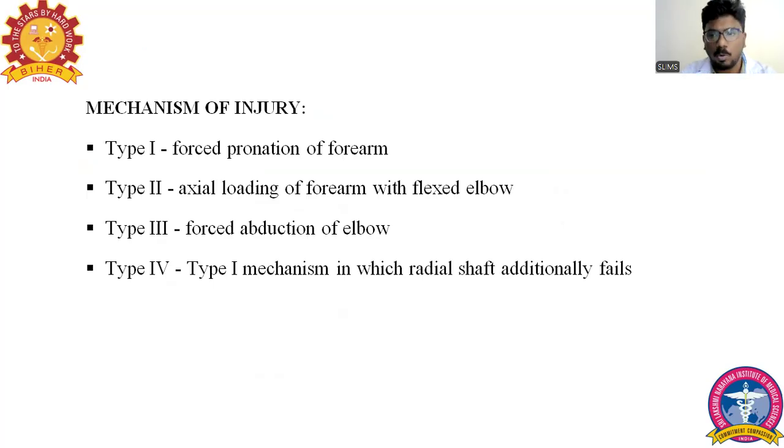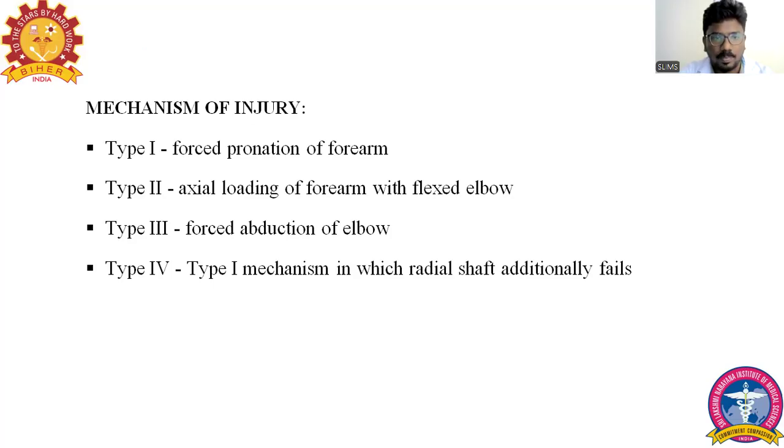Mechanism of injury. Mechanism of injury is the most important thing for any fracture. We should understand the basic mechanism through which the fracture occurs so that the reduction techniques can be proper and the fixation techniques can be easy. So coming to mechanism of injury, in type 1, where there is a proximal one-third ulnar fracture along with anterior subluxation of radial head, it is caused by a patient falling with forced pronation of the forearm.